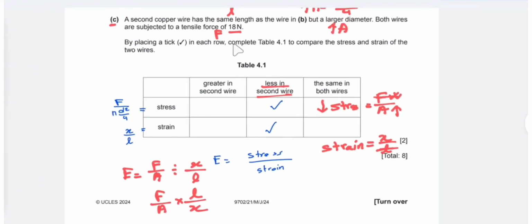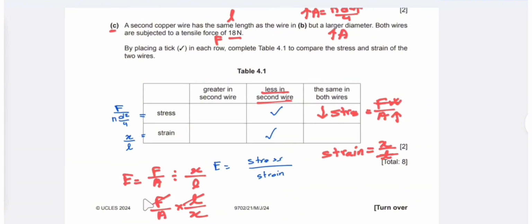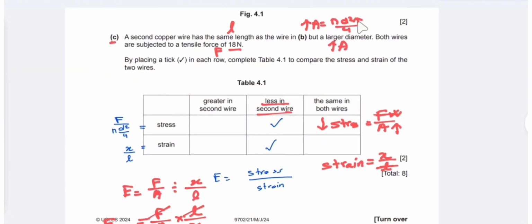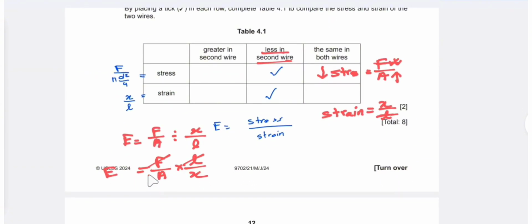So Young modulus is equal to force per unit area into length by extension. Since the force is the same, that is 18 newtons, and the original length is also the same for the second wire, the length is the same. But for the second wire, the diameter is more, so the area is more. Now, Young modulus is always a constant, so the Young modulus is the same.